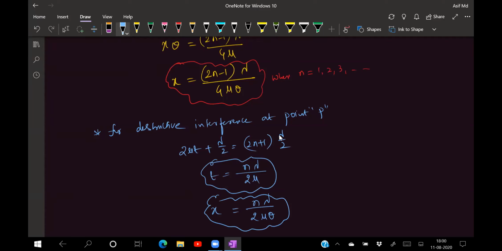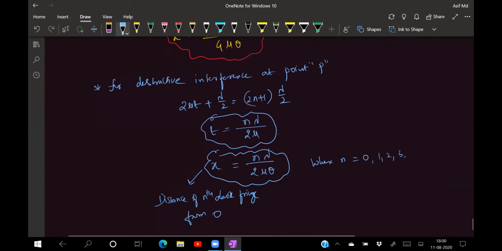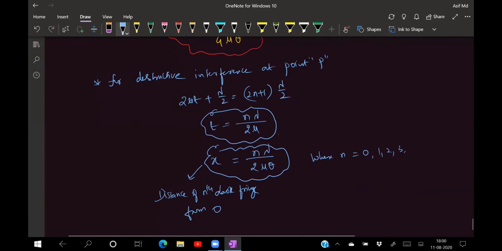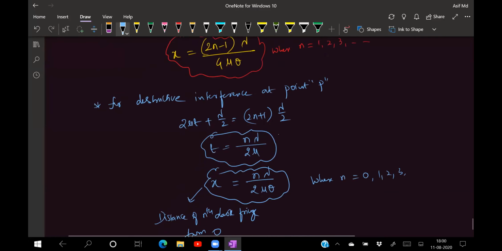So what is x right now? It is the distance of the nth dark fringe from O, where n starts from 0, 1, 2, 3. If I take 0, then only we'll get the nth dark fringe for the given condition. So the nth dark fringe is calculated by the formula n lambda by 2 mu into theta.